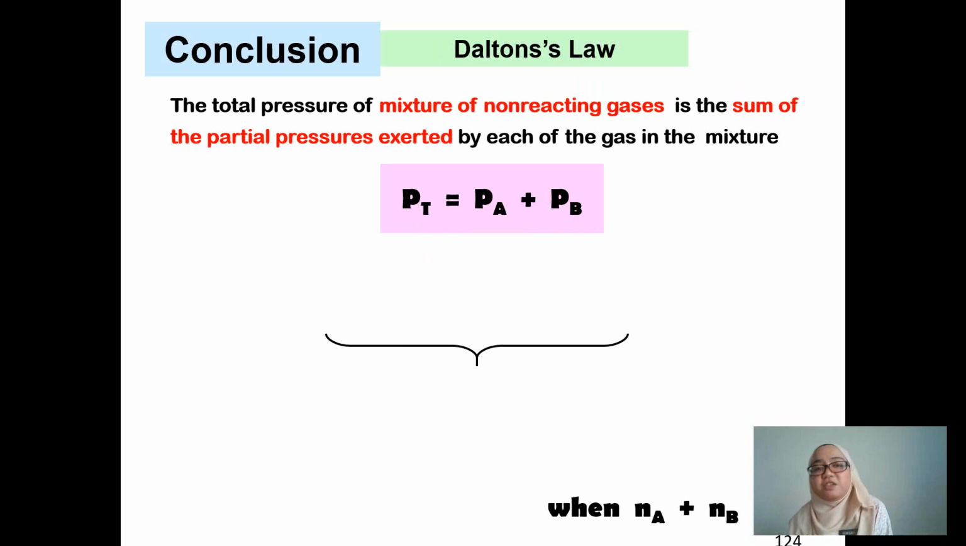Okay. So as a conclusion, we know that Dalton's law is about the total pressure of a mixture of non-reacting gases. The total pressure of a mixture of non-reacting gases is the sum of the partial pressure exerted by each of the gases in the mixture. So every substance has its own partial pressure. Dalton's law says the total pressure of all these non-reacting gases is the sum of the partial pressures exerted by each gas in the mixture.